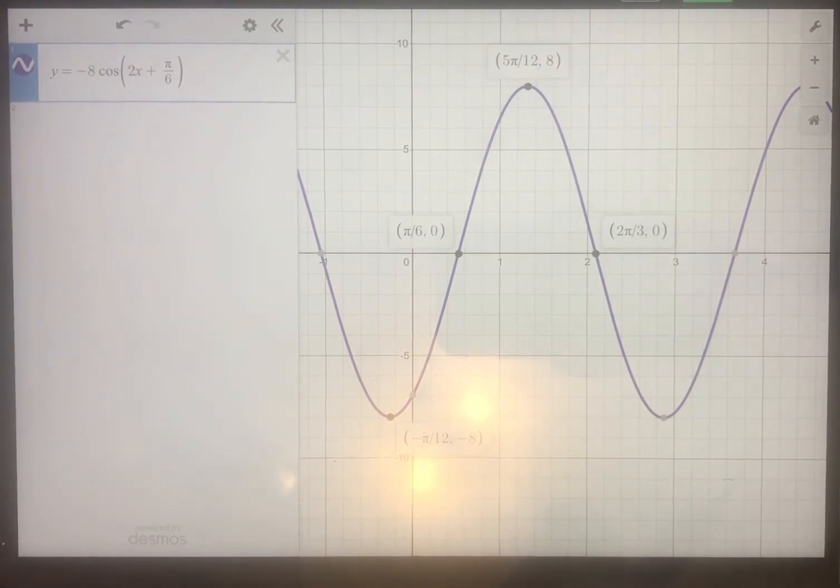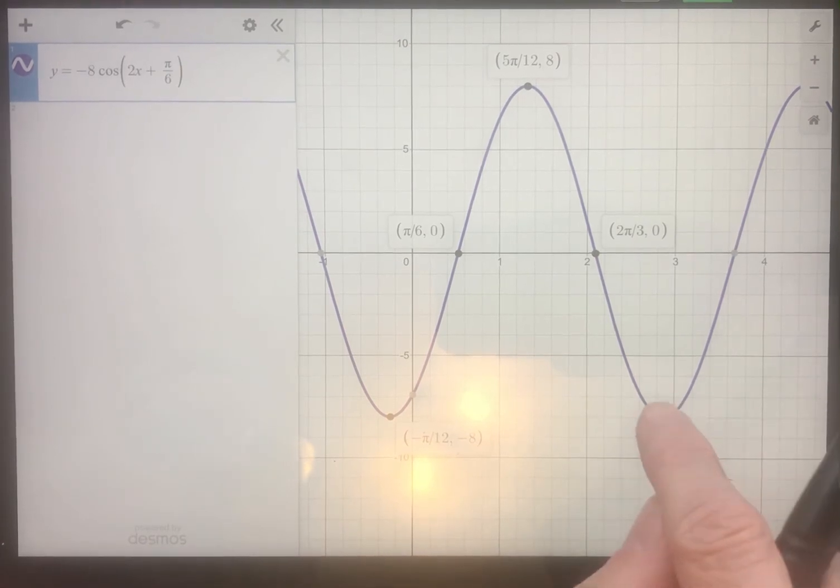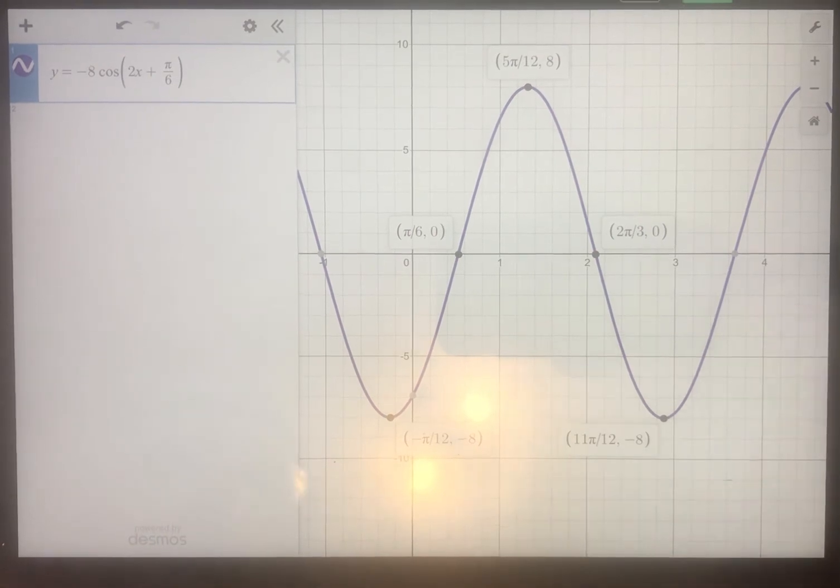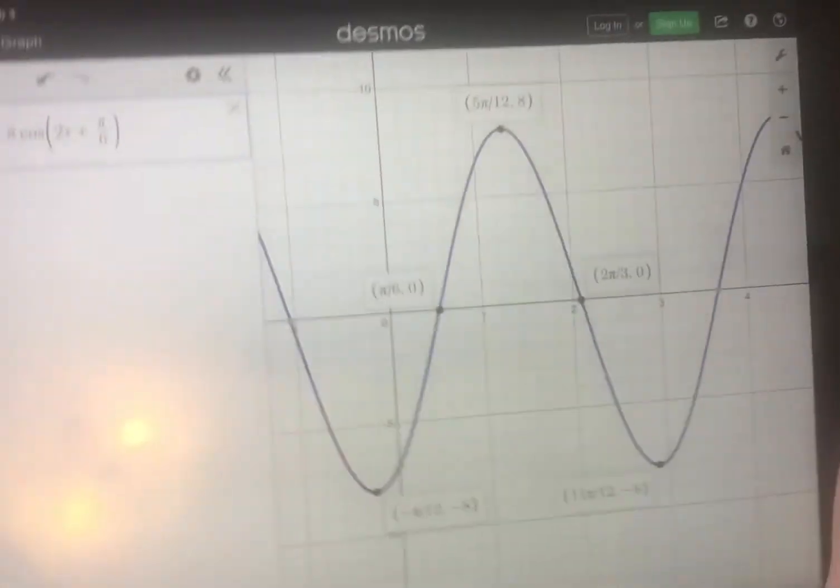Notice that these match the chart, the table of values that we made. And then there is 11 pi over 12, comma -8. And from here to there is one cycle of this cosine function. So that's what it looks like in Desmos.